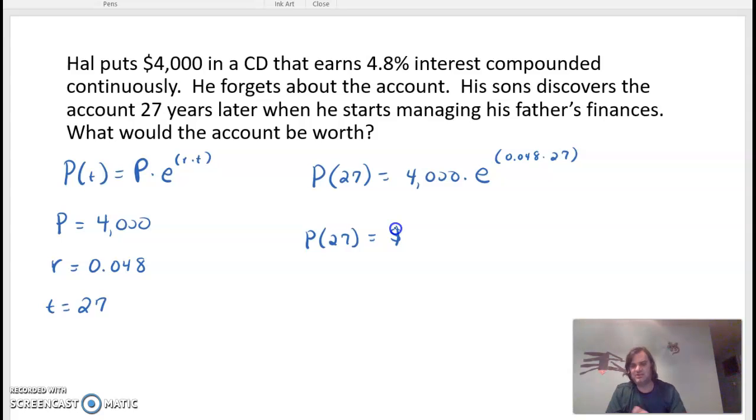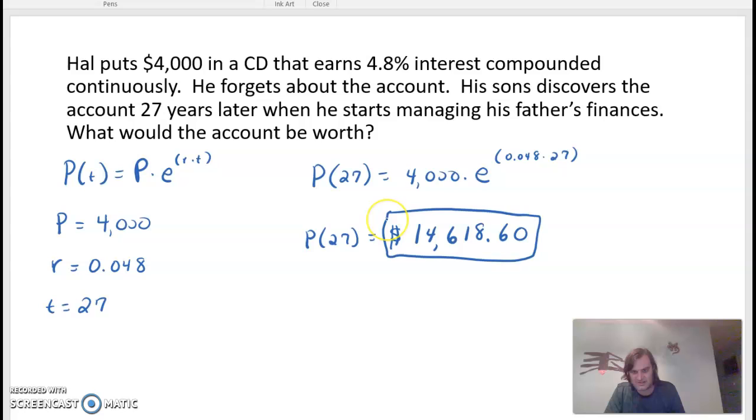And if you don't know how to plug that in, or you don't get the same answer, reach out or make sure you go back and look at the videos dealing with the calculator and how to enter these things. But it looks like we've got now, after 27 years, $14,618.60. Okay, took a while, but worth considerably more, although it was a long time.